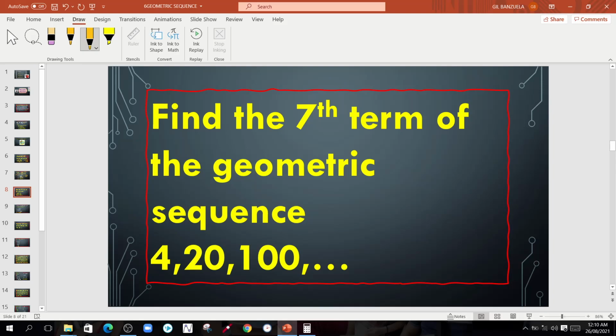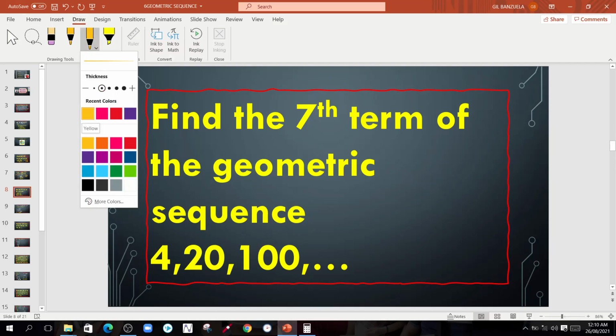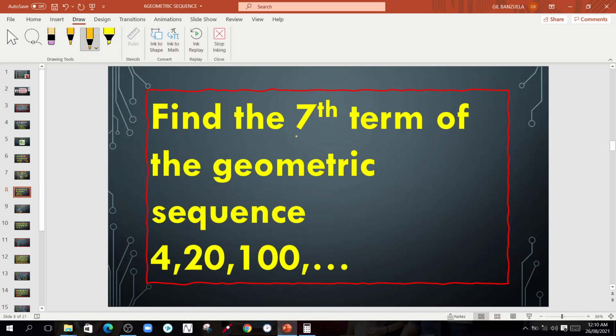Okay. So in here, guys, we are asked to find the 7th term. Ayan. So basic muna tayo, no? Basic. So we are asked to find the 7th term. So that is A sub 7. So we are looking for that, no?